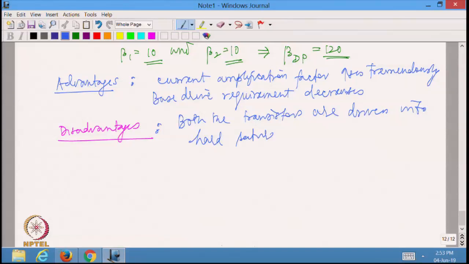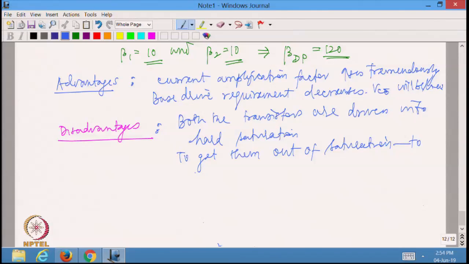So, the drop will be very low, no doubt. VCE is very low, that is also one of the advantages. VCE will be low, but to get them out of saturation, to turn them off, it is not going to be easy. So, it will take more time.